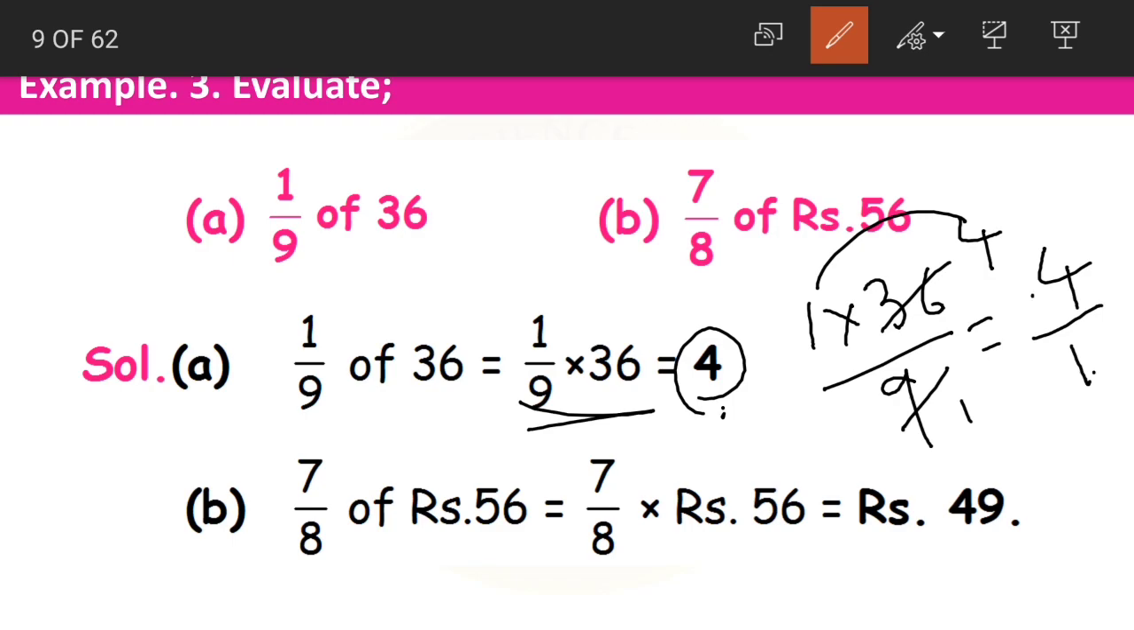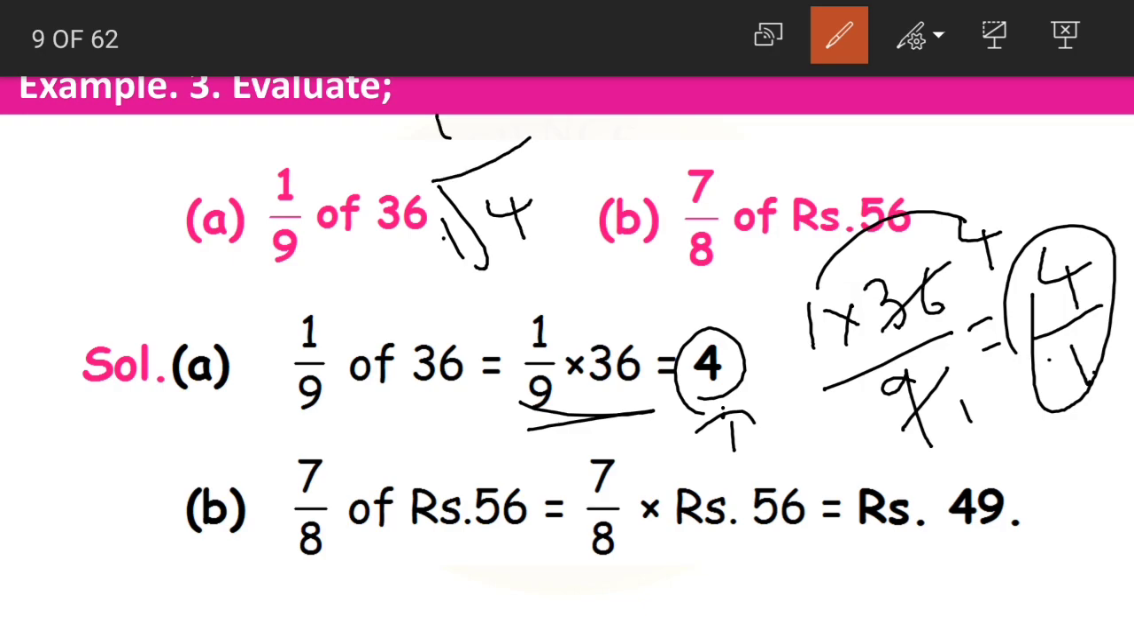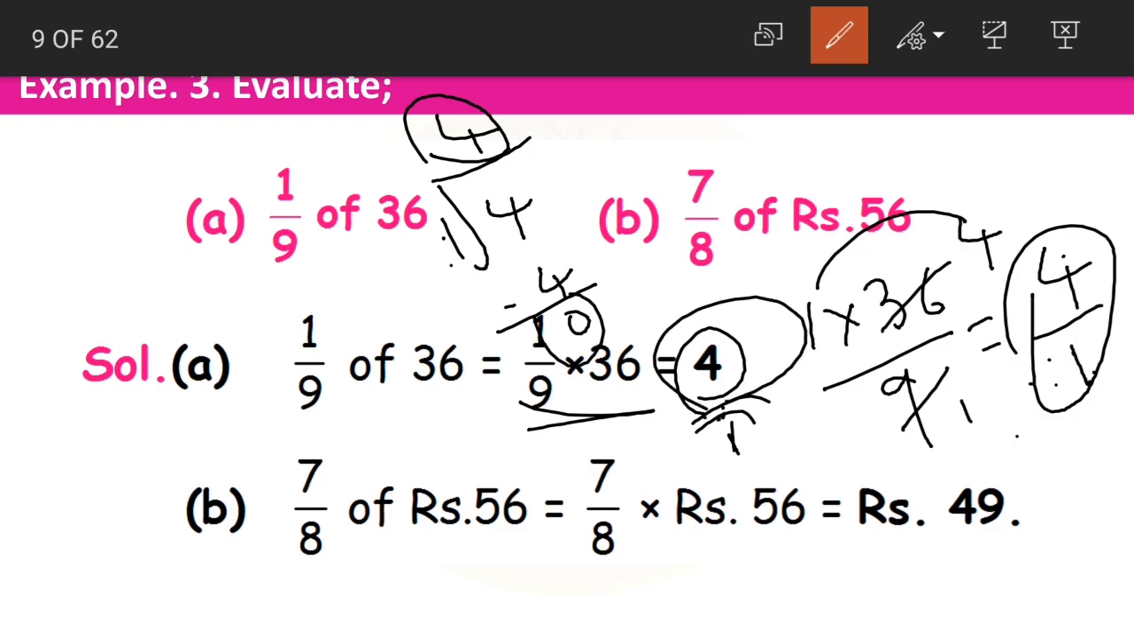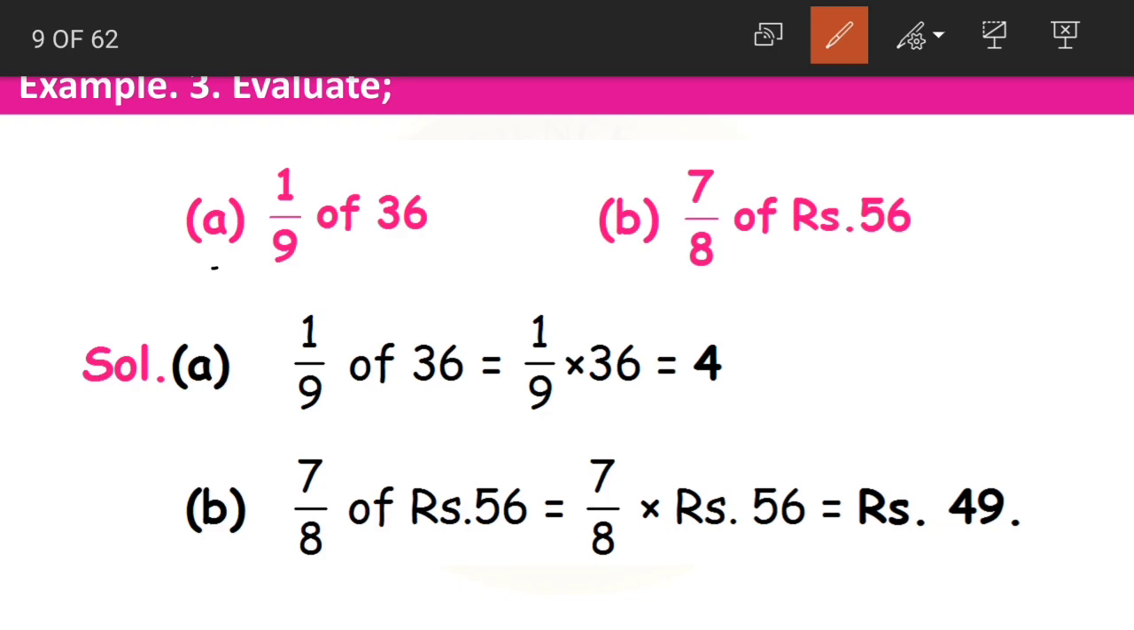Now you may ask me, why is 4 by 1 considered as 4, ma'am? Because see, if we divide 4 by 1, we know that 1 fours are 4, and the remainder becomes 0. It is perfectly dividing 4. Whenever we divide a number by 1, the answer will be the number itself. So 4 by 1 is nothing but 4, and 4 is nothing but 4 by 1. They both are the same. Yes. So 1 by 9 of 36 is nothing but 4.